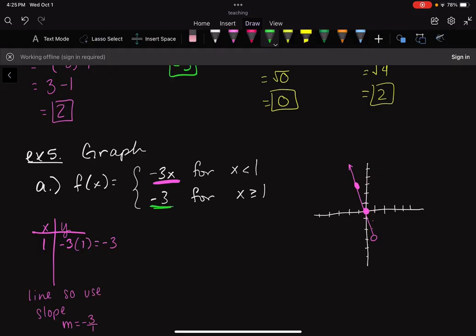Let's do this one. I'll do in green. And so still, I would plug in the other point, like 1 again, but for this one, I just get -3 because there is no x. So that's going to be a closed circle here. And again, this is a line. Remember, this is a y equals line because this is the same as saying y. So y equals -3 is just a straight horizontal line.